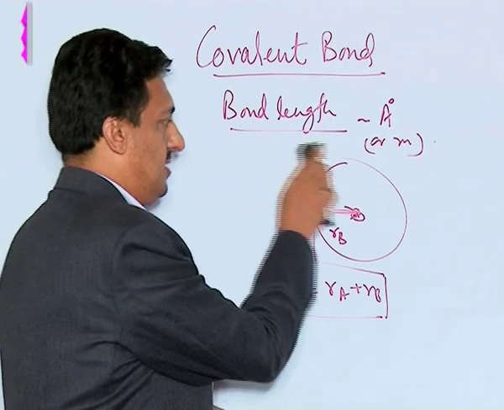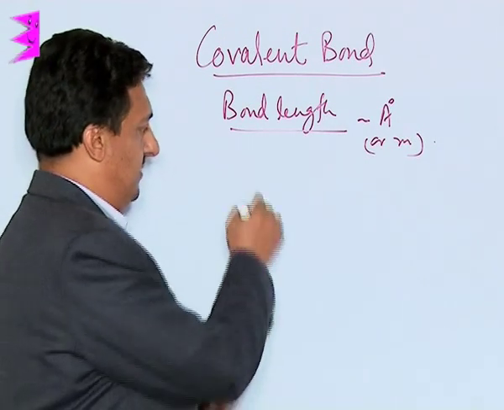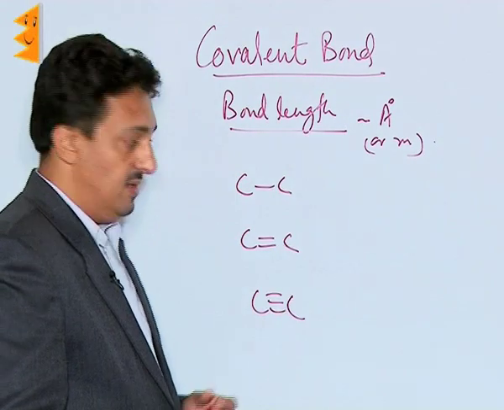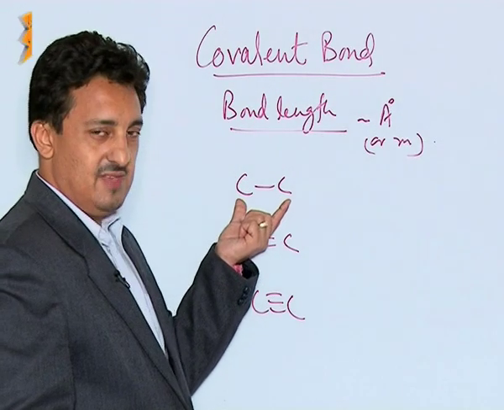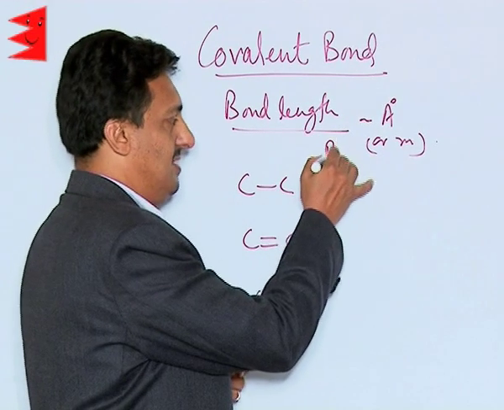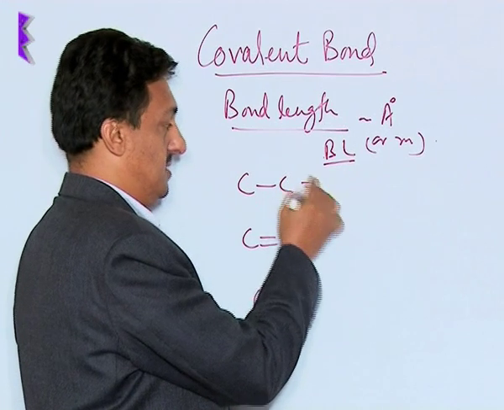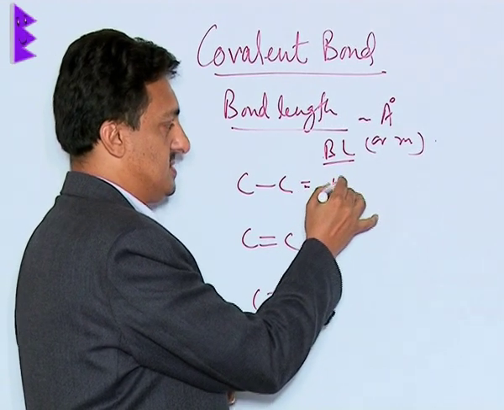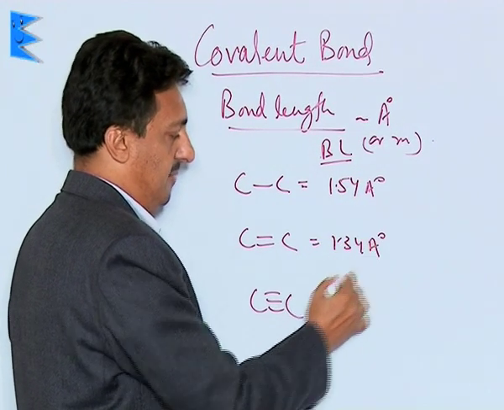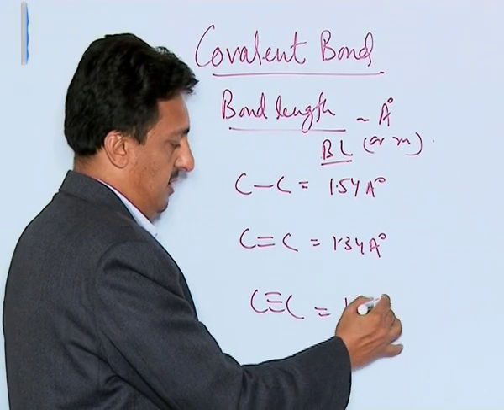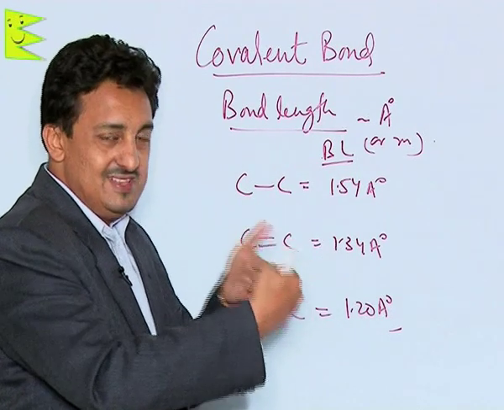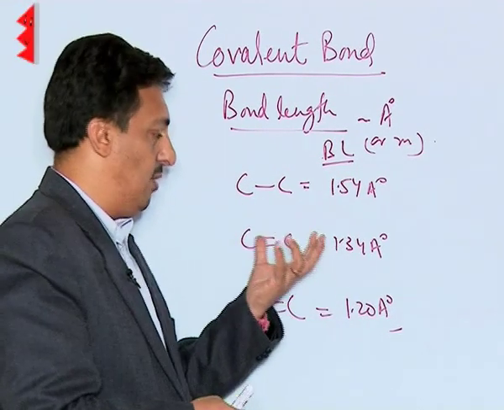I can give you an idea of how important this bond length is. Like we know carbon can form single, double and triple bonds. So here in this case the two carbon atoms are having a single bond between them. In this case they are having a double bond, and in this case they have a triple bond. Now the bond length in these three cases, always remember, is 1.54 Angstrom units in this case, 1.34 Angstrom units in this case, and 1.20 Angstrom units in this case. So it is the bond length that tells us how far these two atoms are in the molecular species.